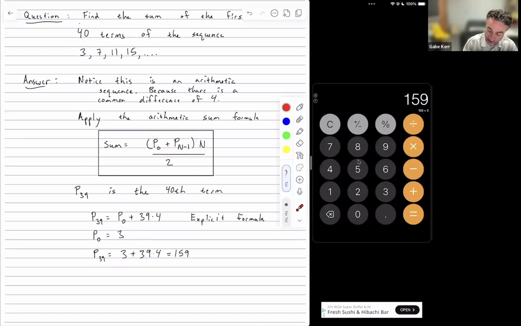Okay. And so we put all of those ingredients into our sum formula. And we'll get that the sum is equal to 3 plus 159, times 40, all over 2. So we've already got the 159. Let's add 3. Then we're going to multiply that times 40. And then we're going to divide that by 2. And we'll get our answer here of 3,240.